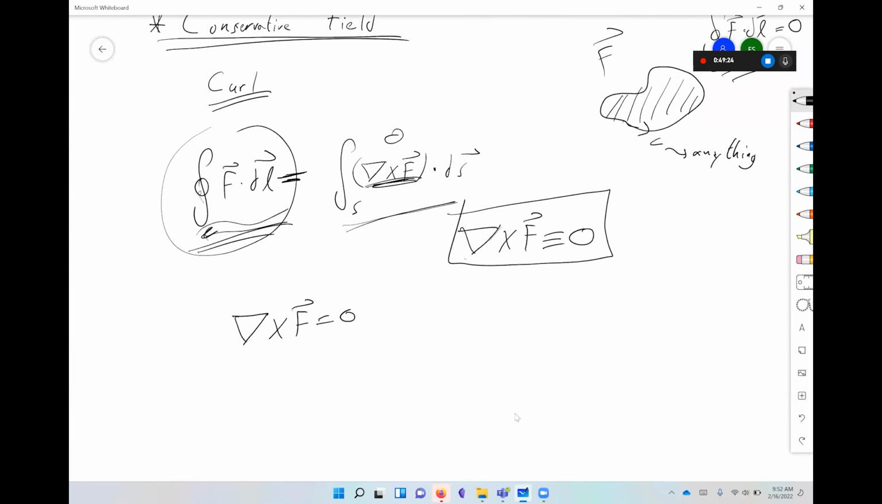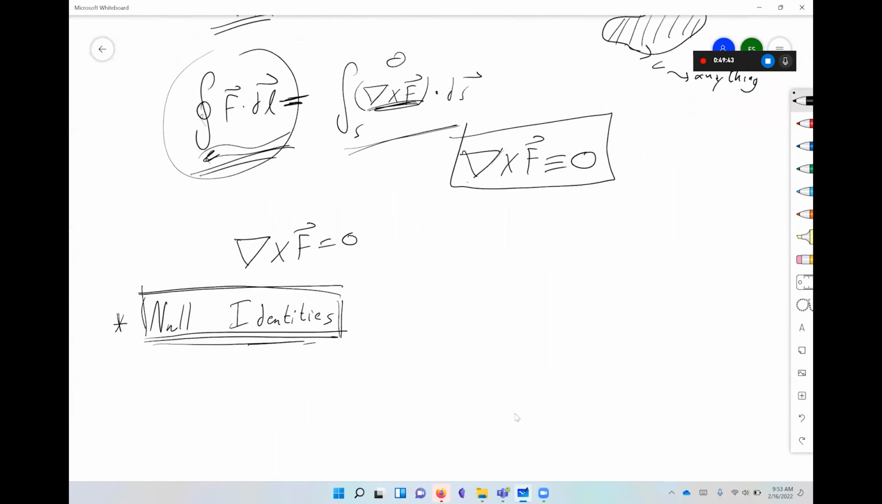Let me see. The other thing I want to introduce is something called null identities. Important vector calculus identities. And the null identities are as follows. If I have a scalar field and I obtain from it a vector field by using a gradient, and then I find the curl of that field, this has to be identically 0. This is identity number 1.